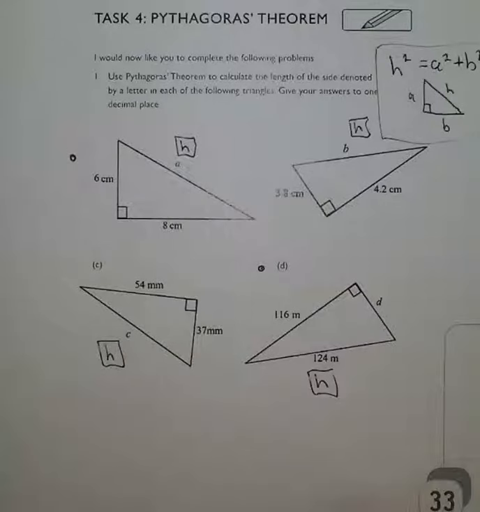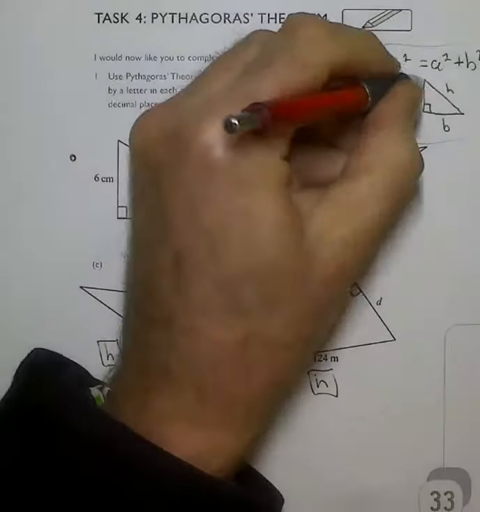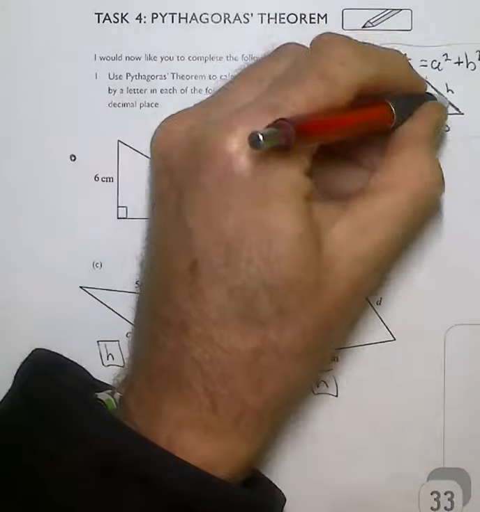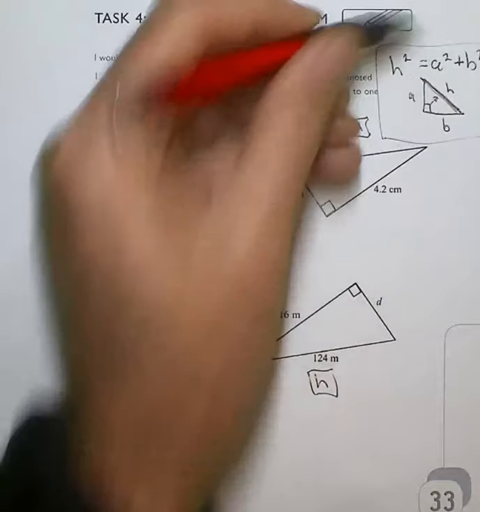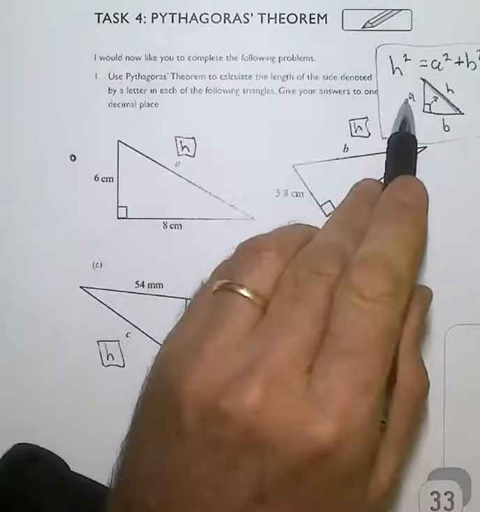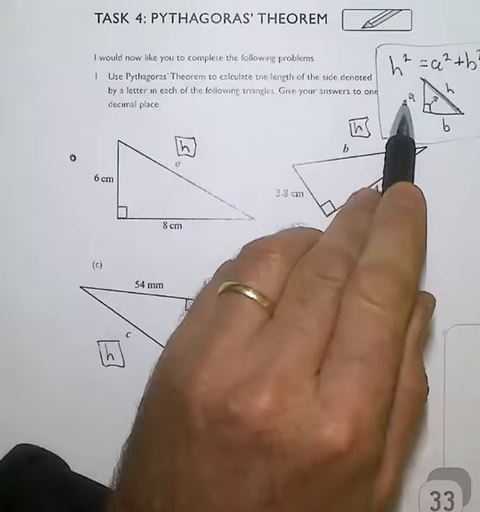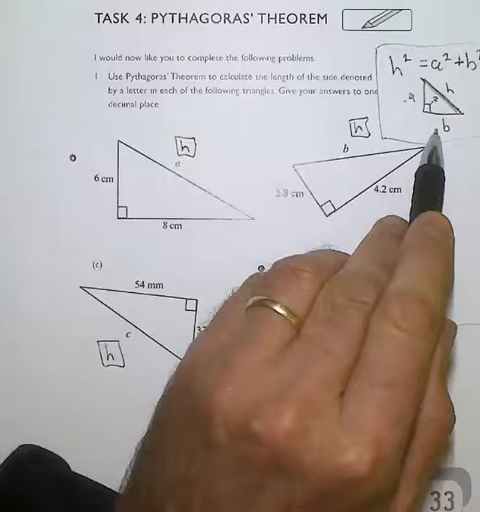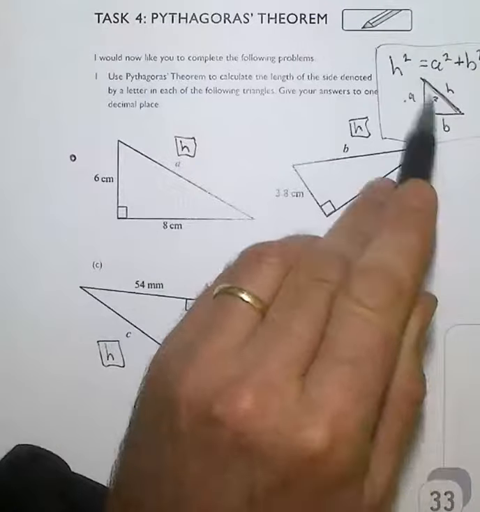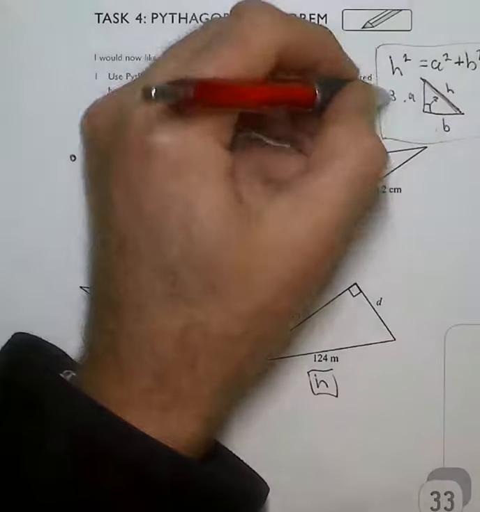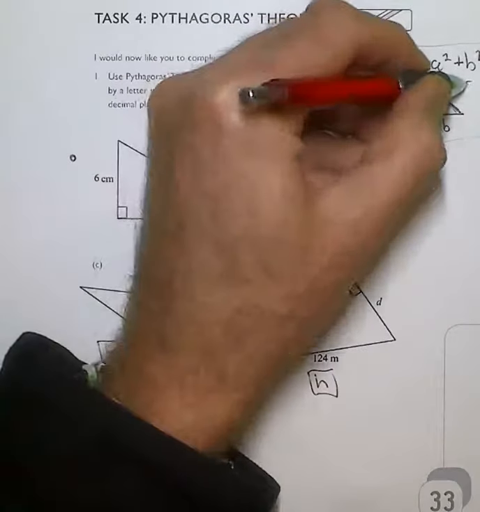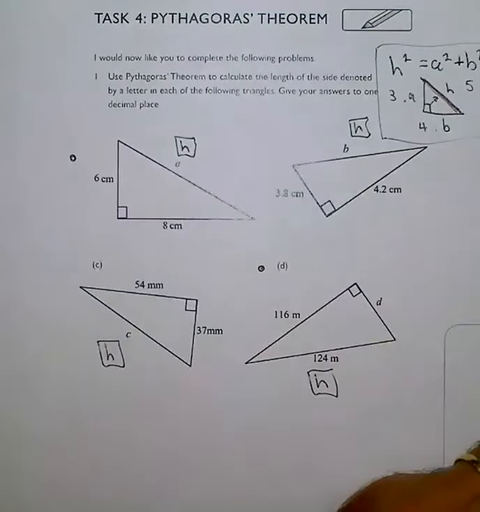In task 4, we're looking at Pythagoras' theorem. Pythagoras' theorem states that the square of the hypotenuse, which is always the longest of the three sides of the triangle, opposite the right angle, is equal to the addition of the square of one side plus the square of the other.